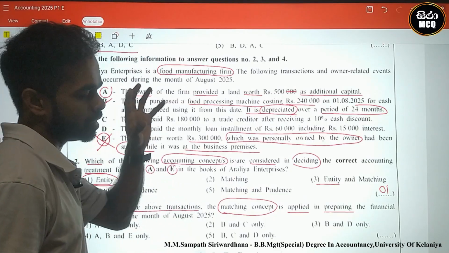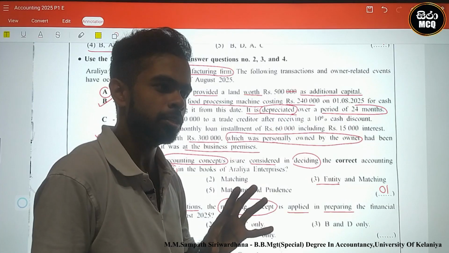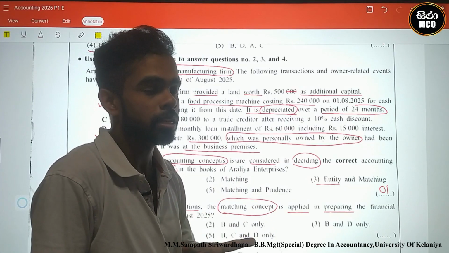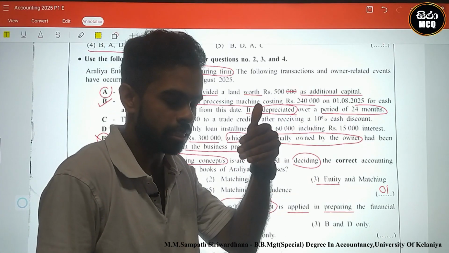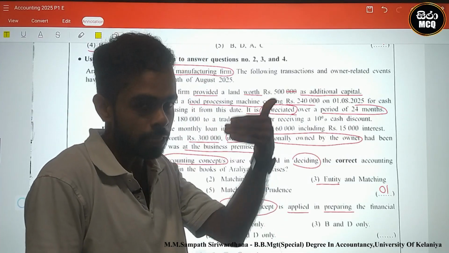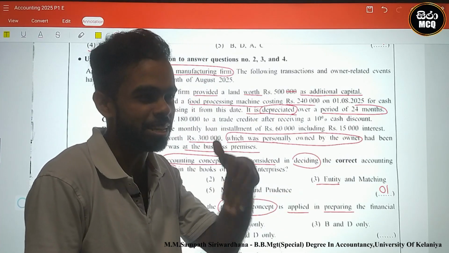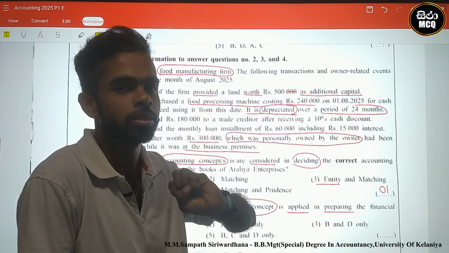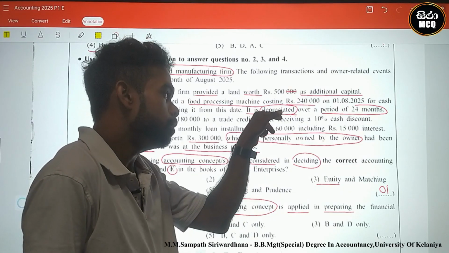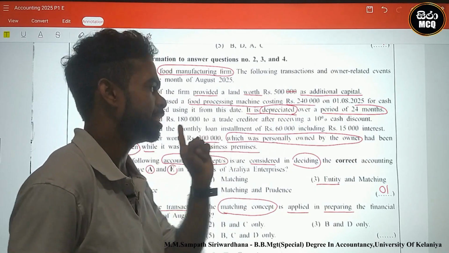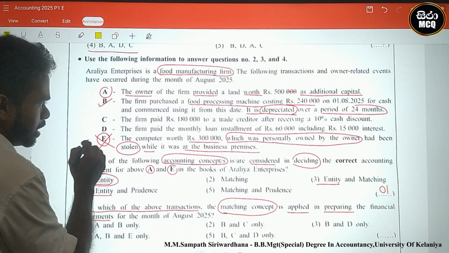The purchasing of the machine is not related to the matching concept. Why? Purchasing is an asset: cash credit, machine debit. This is not related to expenses. But depreciation means expense, and expense is related to the matching concept.